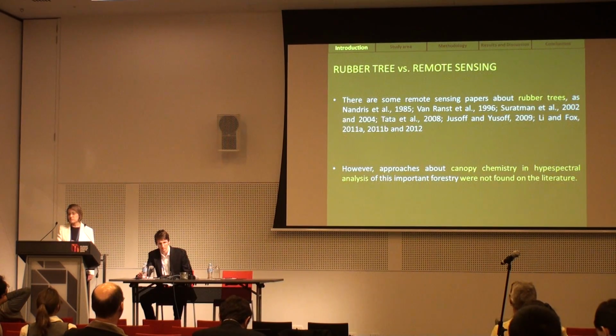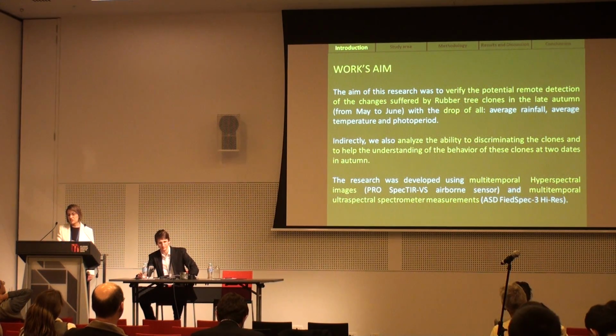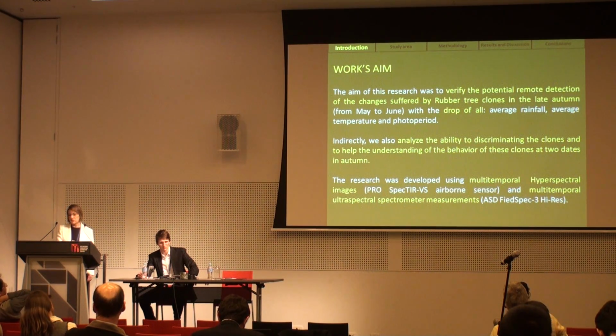There are some remote sensing papers about rubber trees. However, approaches about canopy chemistry in hyperspectral analysis of this important forestry species were not found in the literature. The aim of this research was to verify the potential remote detection of the changes suffered by rubber tree clones in the late autumn, from May to June, with the drop of average rainfall, average temperature, and photoperiod. Indirectly, we also analyzed the ability to discriminate the clones and to help understand the behavior of these clones at two dates in autumn.